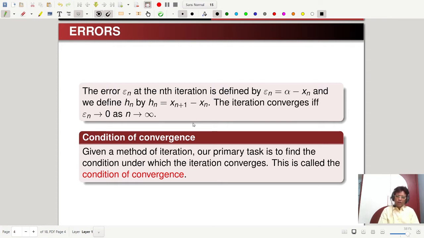And the condition of convergence. What is the condition of convergence? Given a method of iteration, our primary task is to find the condition under which the iteration converges. That is called the condition of convergence. So in every method, there is a special type of condition of convergence, which is very important to study. So we have to study this condition of convergence of that method.